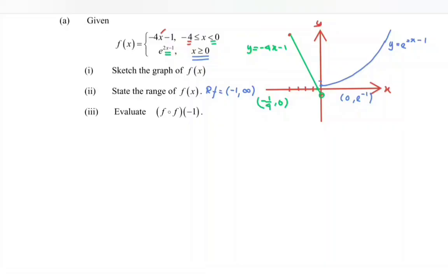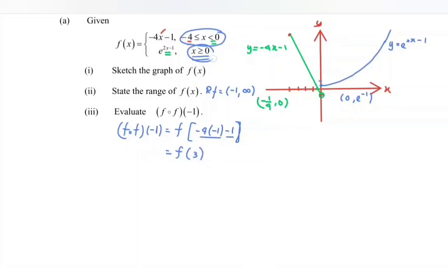Number 3, evaluate f of f of negative 1. Firstly, substitute negative 1 into f. If we refer to this part, we have negative 1. Negative 1 means that we are making use of this function: negative 4 times (negative 1) minus 1. So in here we will have 4 minus 1, which is 3. So f(3). Continue, make use of the second function. So we will have e to the power of (2 multiplied by 3 minus 1). So we will have e to the power of 5. So that is f of f of negative 1.